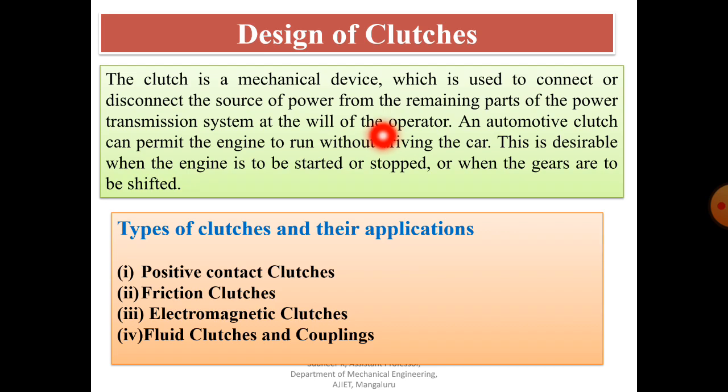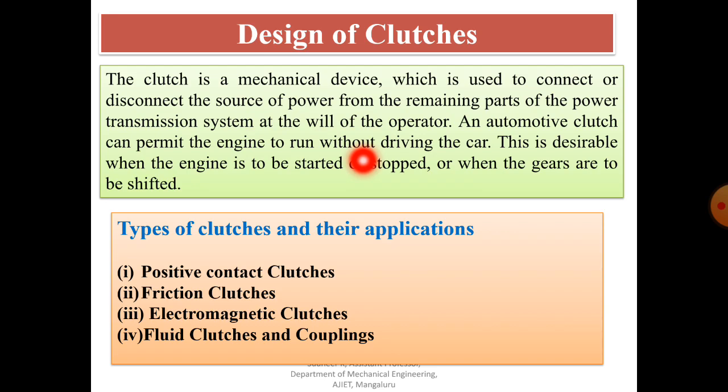It is a mechanical device or machine member that can be used to connect a driving shaft to a driven shaft, so that the driven shaft may be started or stopped at will without stopping the driving shaft. It means it is used to connect or disconnect the source of power from the remaining parts of the power transmission system at the will of the operator. That is one of the important features of clutches.